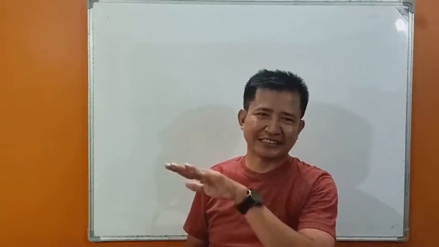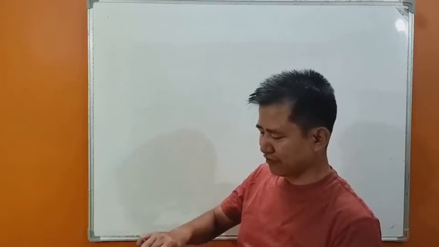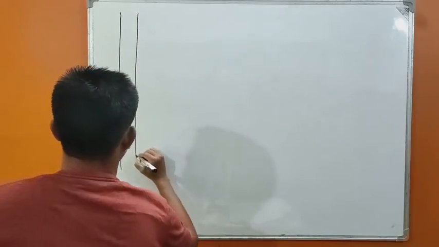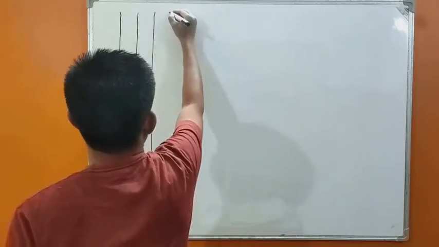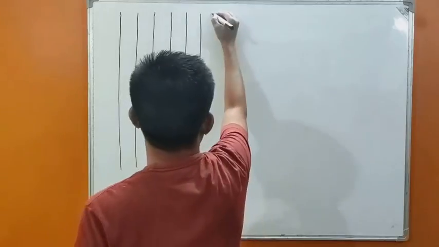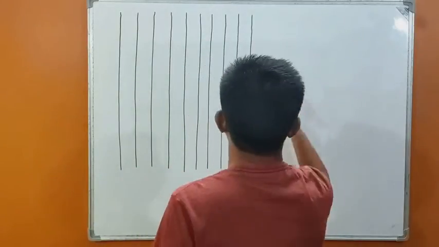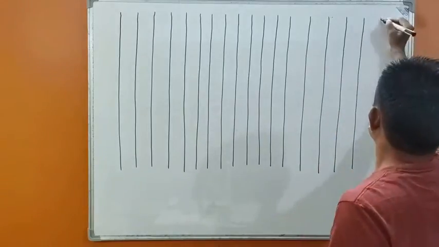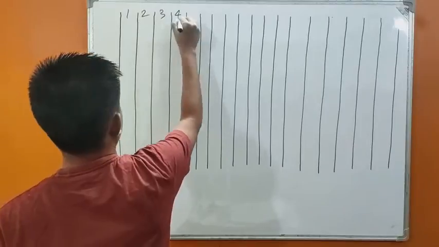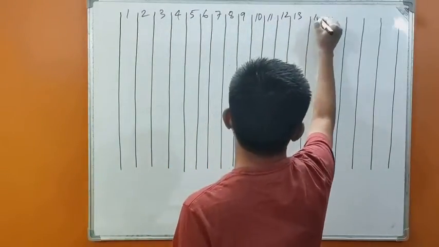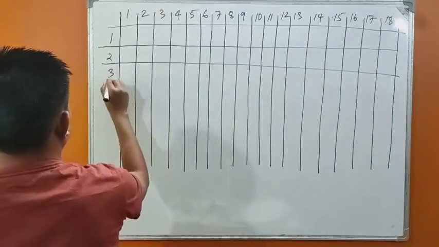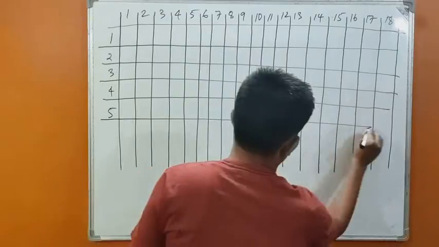The modern periodic table contains 18 vertical columns called groups and 7 horizontal rows called periods. Now let me draw. The modern periodic table has 18 vertical columns called groups: 1, 2, 3, 4, 5, 6, 7, 8, 9, 10, 11, 12, 13, 14, 15, 16, 17, and 18. And 7 horizontal rows called periods: period 1, period 2, period 3, period 4, period 5, period 6, and period 7.